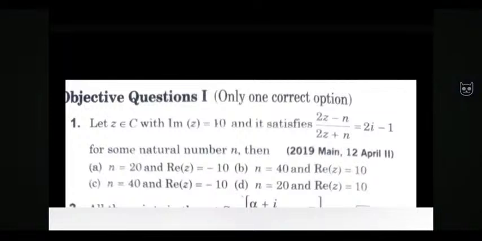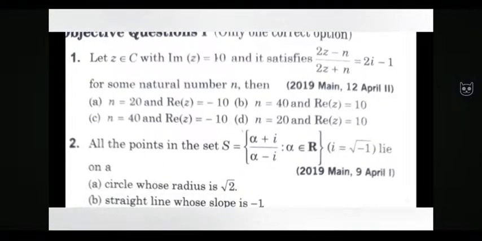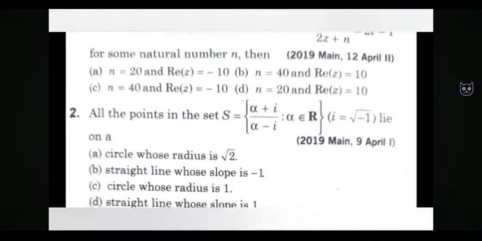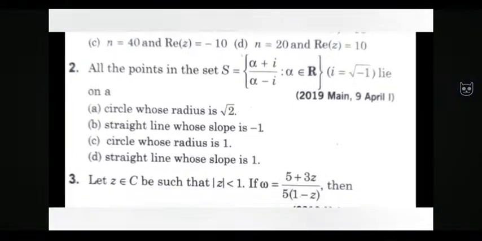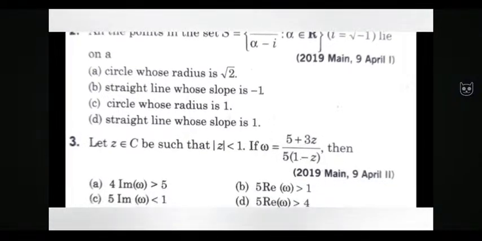A, B, C, D are the given options. Which is correct, you check. Next, second question: all the points in the set S equals (alpha plus i) divided by (alpha minus i) such that alpha belongs to R, here i is equal to root minus 1, lie on a, so again check the options A, B, C, D. So it lies on a circle or straight line, or a circle whose radius is 1, or a straight line whose slope is 1.